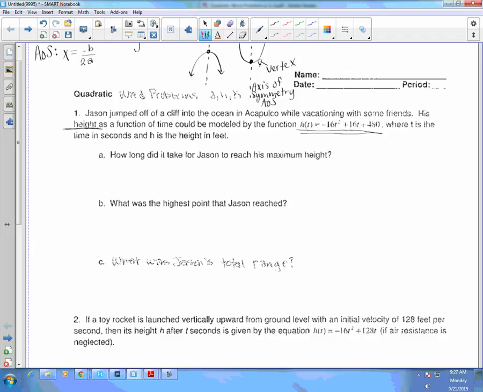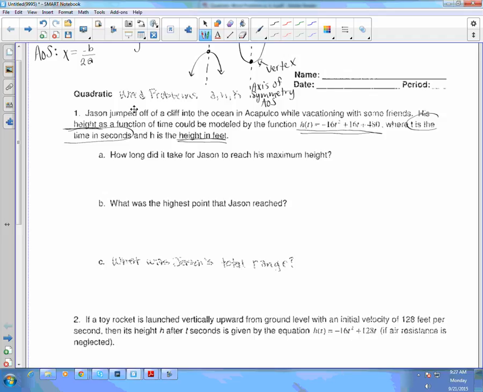Where t is time, is it important to know what the variables are? Yeah, t is time in seconds. What about h? H is height. Okay, so you know all of our variables. T is time, h is height, we have this formula. You're probably going to use it. How long did Jason take to reach his maximum height?